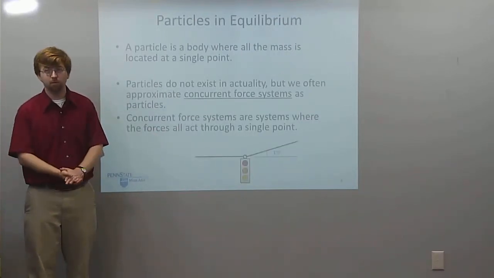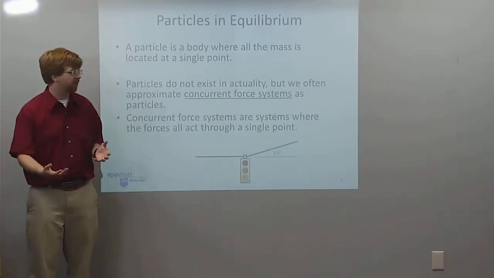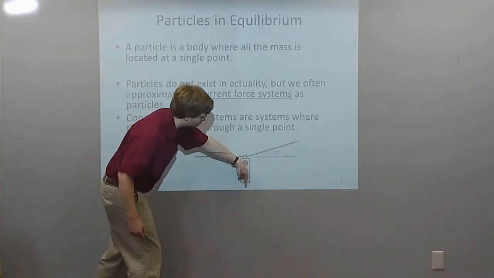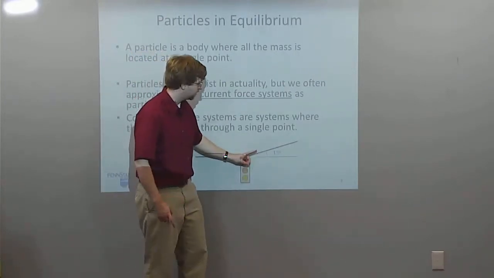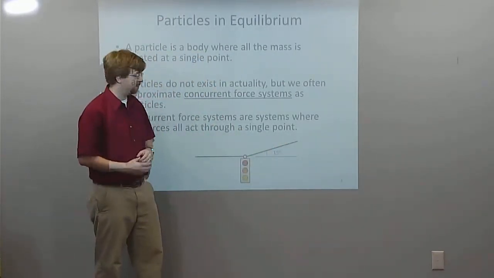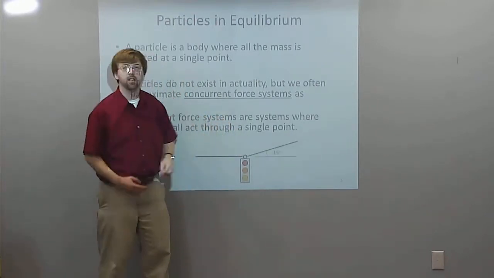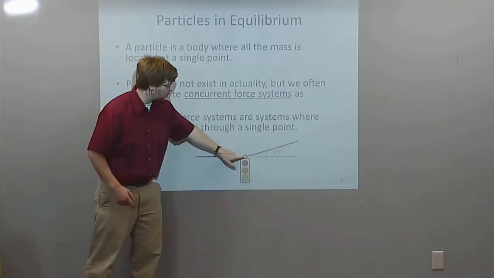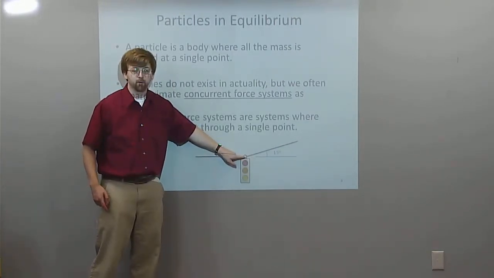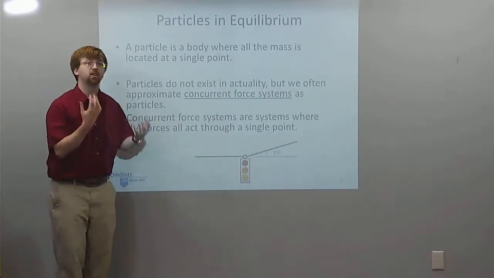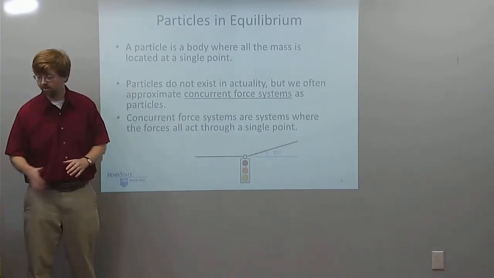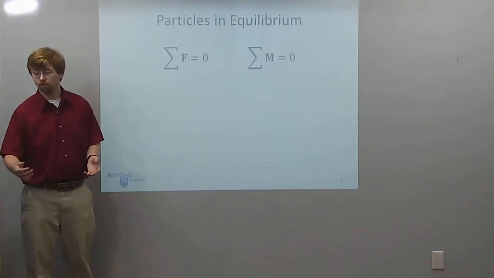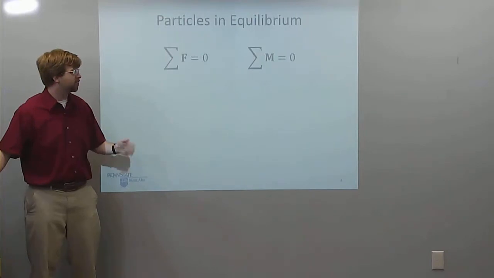So an example of something that would be a concurrent force system is this traffic light here. We're going to have three forces acting on this traffic light. We've got the weight of the traffic light pointing down. We're going to have the tension on this side, kind of going up at that 15-degree angle. We're going to have a tension going this way, horizontally. So we've got three forces, and they're all acting through this one point right here in the center of this ring. So this would be an example of a concurrent force system, and we treat this whole thing as a particle.